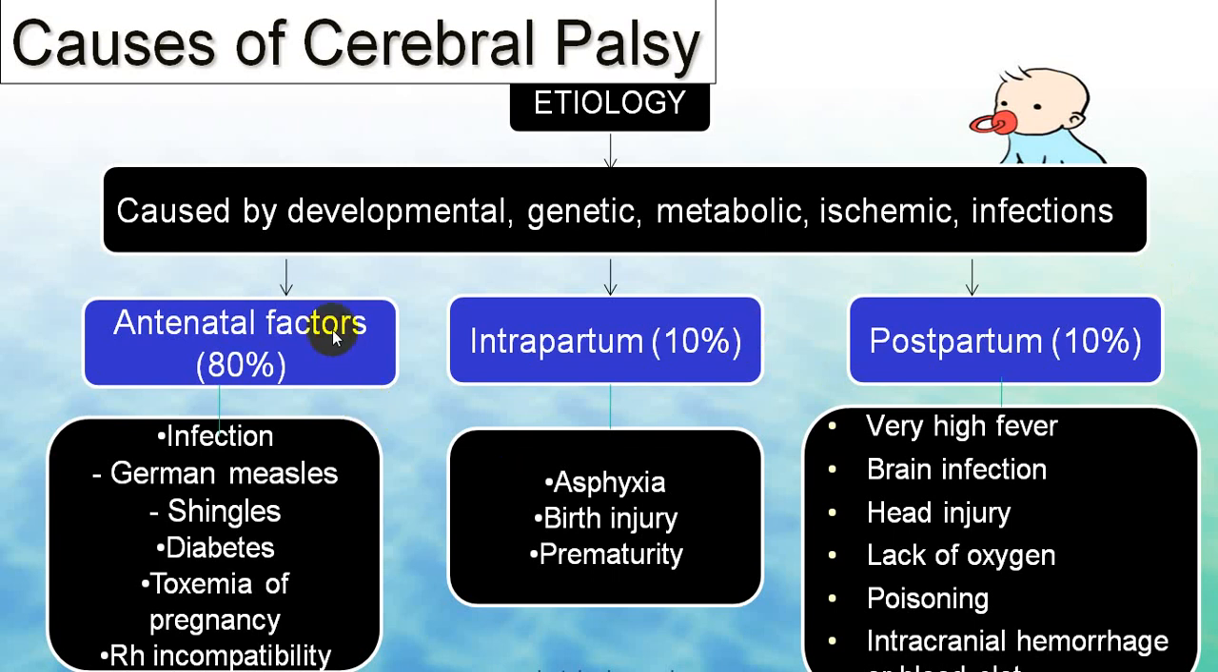So we have mentioned antenatal causes, 80% of the time infections like measles, shingles. It can be because of diabetes, toxemia of pregnancy, RH incompatibility. This will be all in antenatal care, and almost 80% of them. Intrapartum, very frequently because of asphyxia or birth injury or premature delivery. And in a postpartum, brain infection, head injury, severe hypoxia, some toxicity, intracranial hemorrhage, or hyperpyrexia.